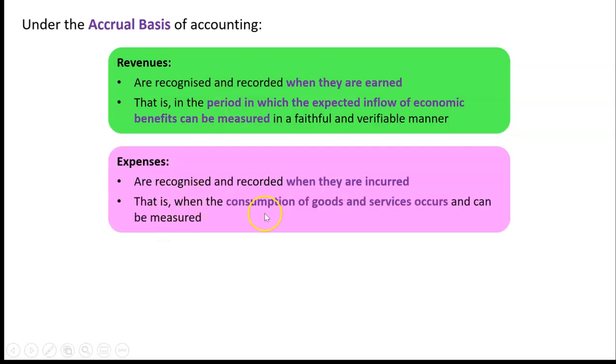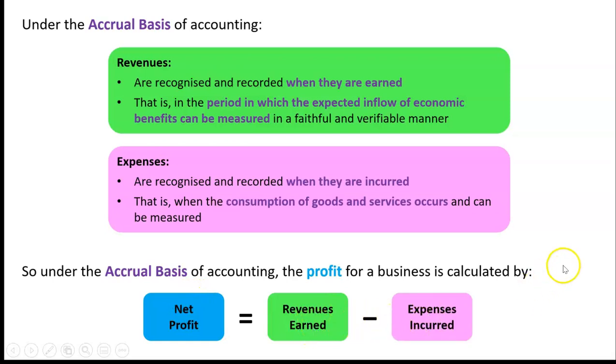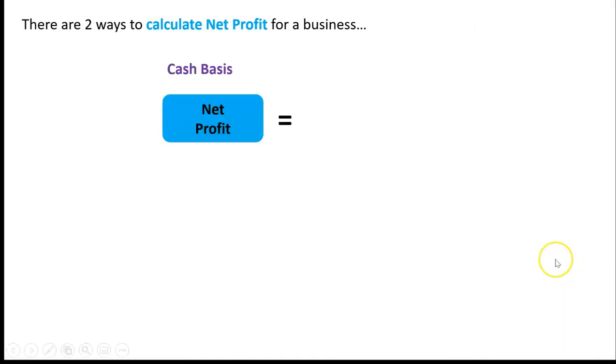Again, we have this complicated bit, but basically, did you incur or use something? Yes, you did. Is there a source document to back it up? Yes, there is. So that's been incurred. So under the accrual basis of accounting, all we need to remember is net profit equals revenues earned minus expenses incurred.